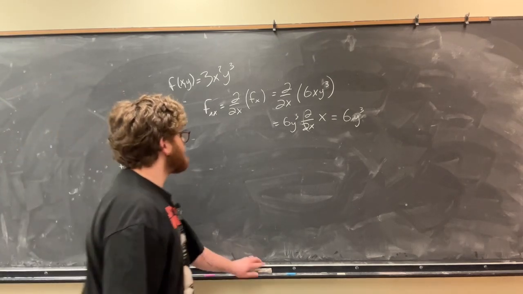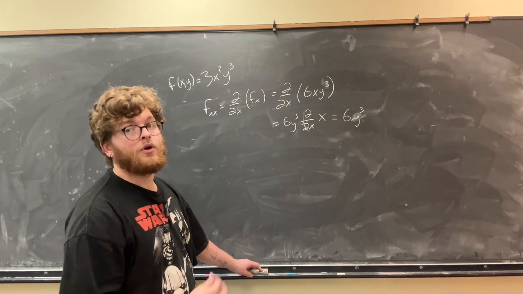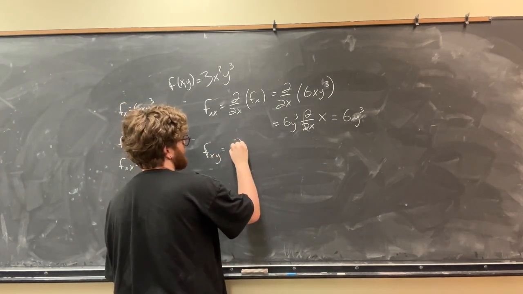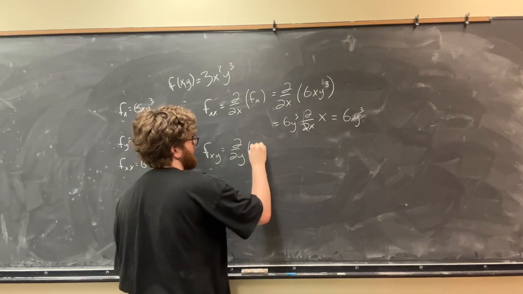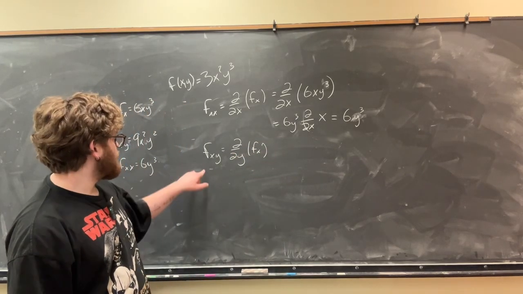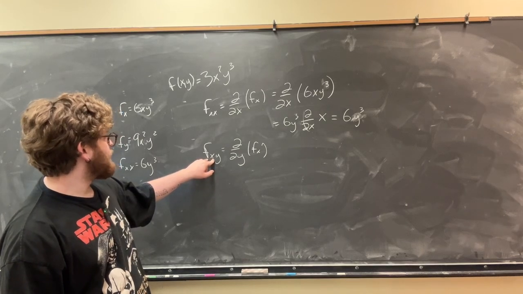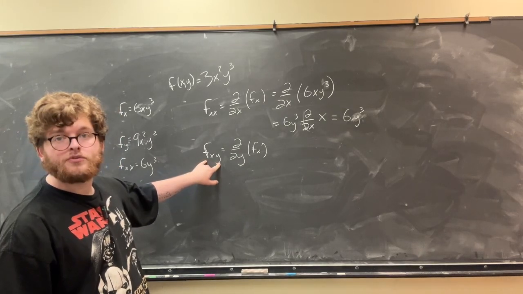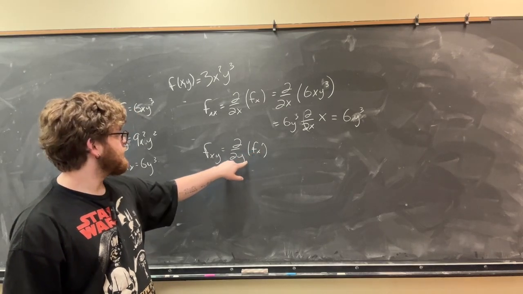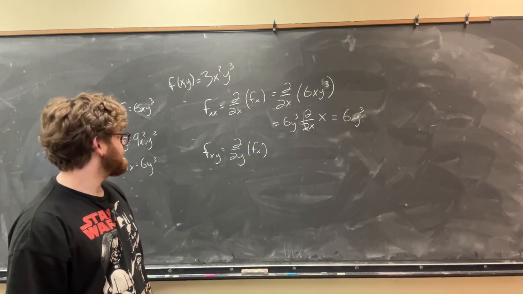Cool. Now I can find the partial with respect to y. I'll say fxy, which is the partial with respect to y of fx. It looks like it's out of order, but think about it as this is the partial with respect to x, and then we take the partial with respect to y. That's what we're doing. We've already found the partial with respect to x. Now we're differentiating with respect to y.